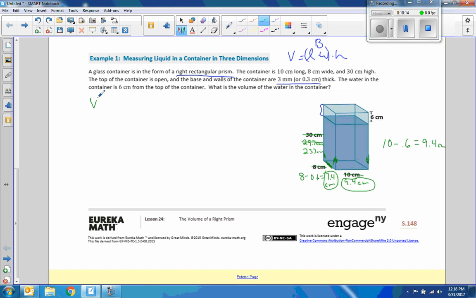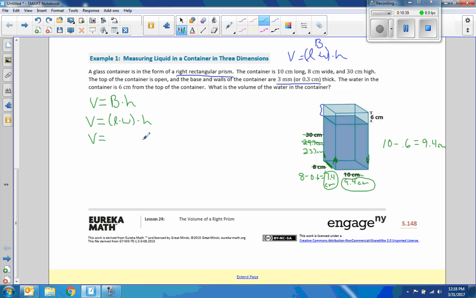Okay, so we're going to first start off with our equation. Volume equals the base area times the height. So I'm just going to do this all in one rather than doing the base area off to the side. Volume equals length times width times height. I'm just showing you that length times width is the capital B, so you don't get confused with that.